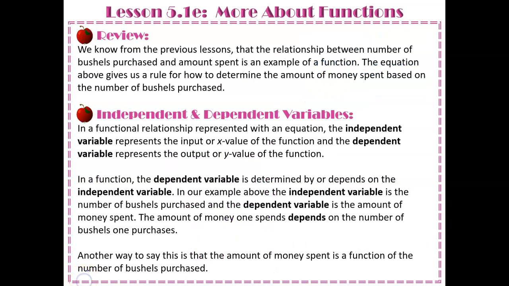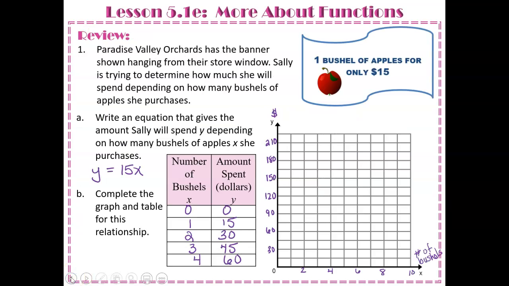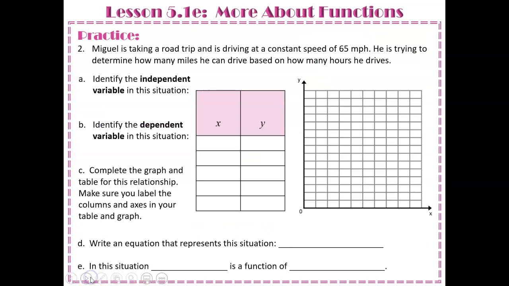I knew it wouldn't let me. Let's go ahead and plot. So we have 0, 0 here. 1, 15; 2, 30; 3, 45; 4, 60. Don't connect the dots. Do not connect the dots there. So remember, x is independent, y is dependent. That's going to be coming back around. All right, let's turn the page.